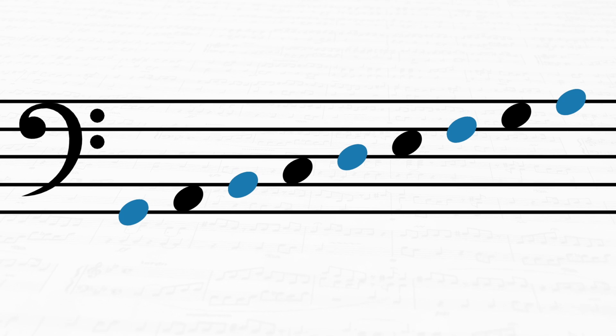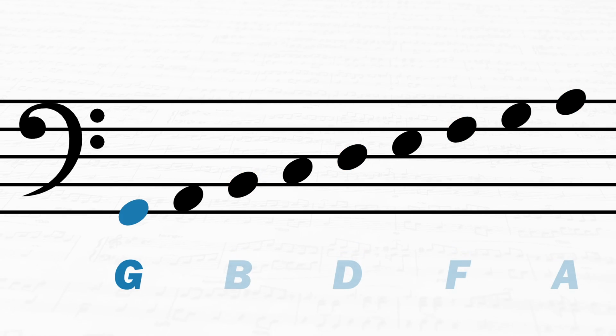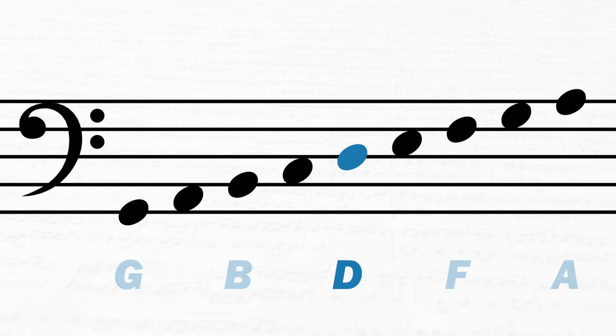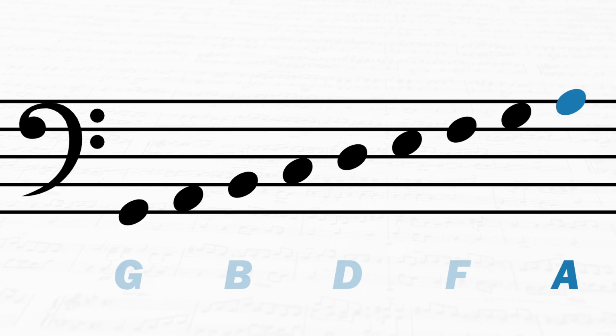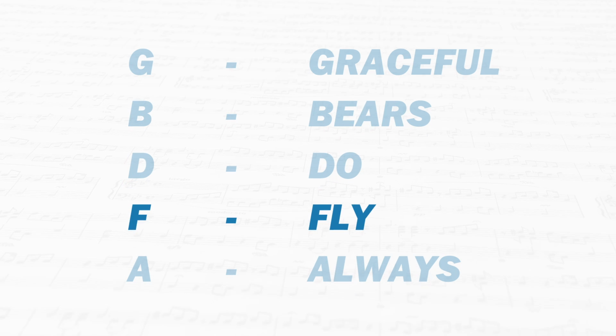That can be kind of confusing to remember though. So what's a way I can memorize which letters go where? Well, let's think back to the musical staff. We have 5 lines and 4 spaces in between those lines. And if you look at just the notes we have on the lines in bass clef, we have G, B, D, F, and A. To remember this, we could use the acronym Graceful Bears Do Fly Always.